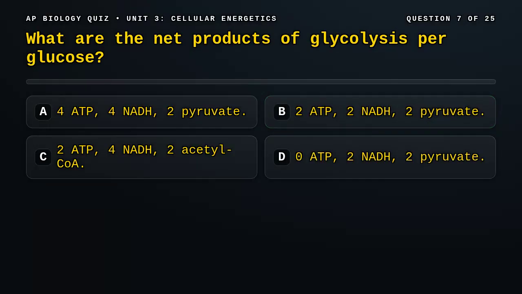Question 7. What are the net products of glycolysis per glucose? A. 4 ATP, 4 NADH, 2 pyruvate. B. 2 ATP, 2 NADH, 2 pyruvate. C. 2 ATP, 4 NADH, 2 acetyl-CoA. D. 0 ATP, 2 NADH, 2 pyruvate.